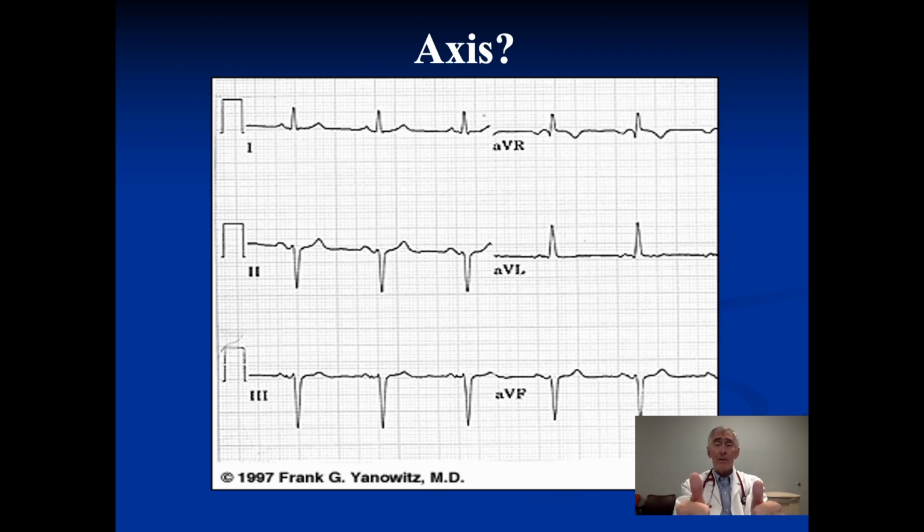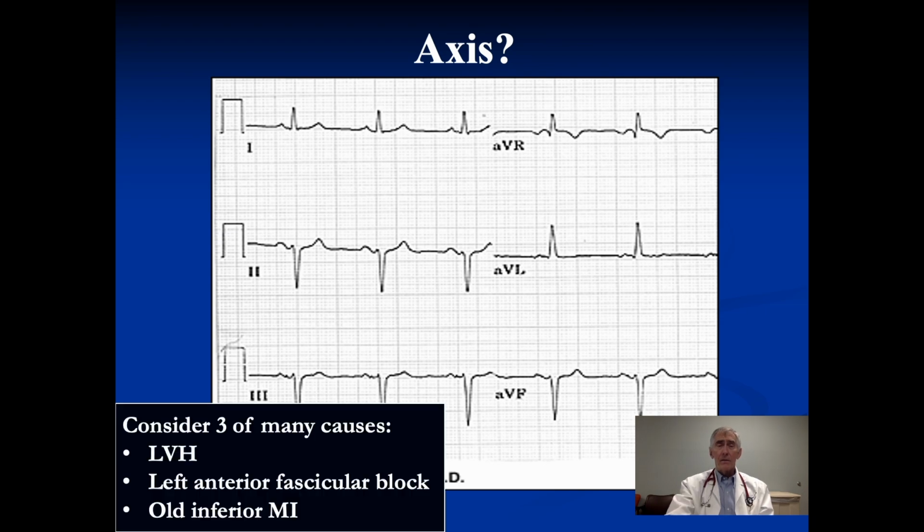We know that if it's positive in lead 1 and negative in lead 2, that's the same as left axis deviation, which is associated with LVH, left anterior fascicular block, and possibly inferior MI.